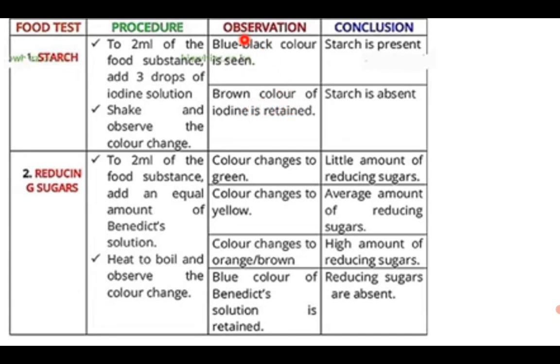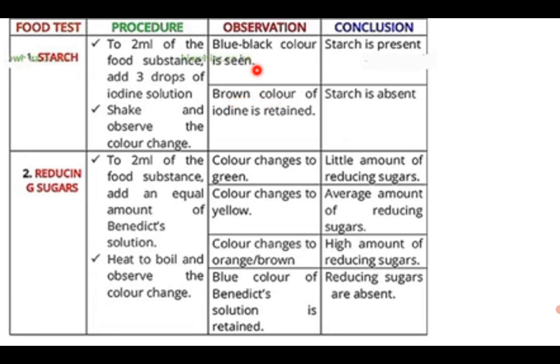Now, I want to warn you here that when you are recording your observations, make sure you record what you see. Don't say color changes. No. Record the actual color that you see. Don't say, for example, color does not change. No. You have to mention the color that you have seen.